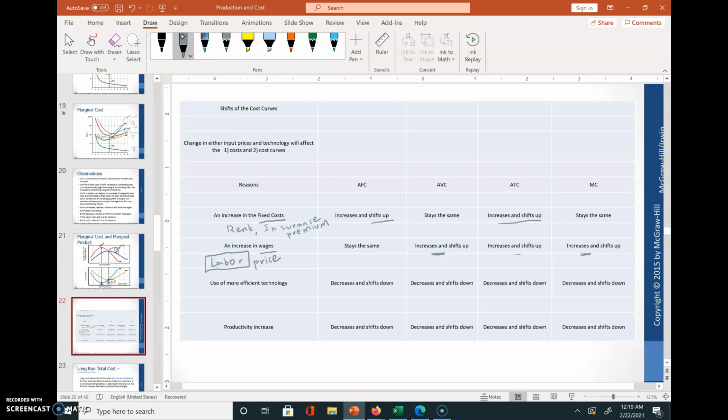Now, what happens if technology is more efficient or productivity increases? If that's the case, all of these cost curves will shift down. Remember, one of the objectives is cost minimization, and the firm or the producer will always like to minimize the cost of production. All right, that's all about shifts of the cost curves.